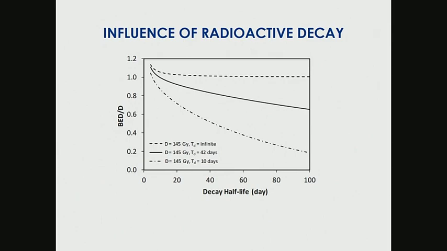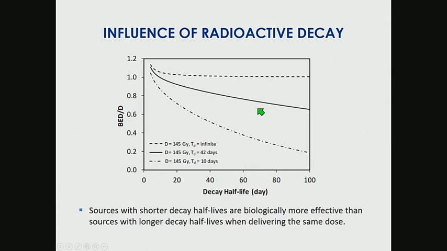The first question we want to ask is whether the biological effect is the same when we deliver the same dose using different radionuclides, isotopes. In this plot, it shows that sources with shorter half-lives appear always more effective biologically compared to those with longer half-lives. So in theory, when we deliver the implant using cesium-131, if we were prescribing the same dose, then the cesium-131 will always be more biologically effective.